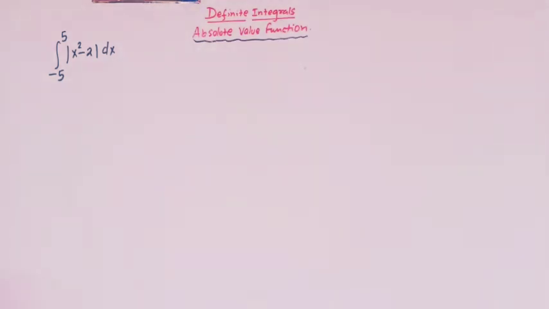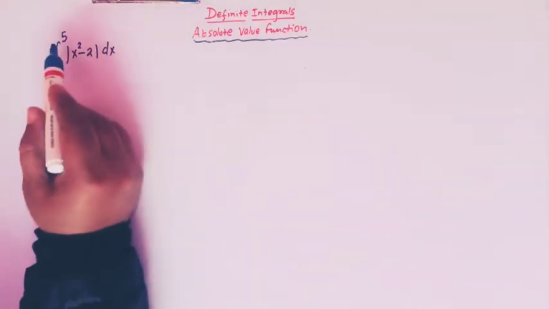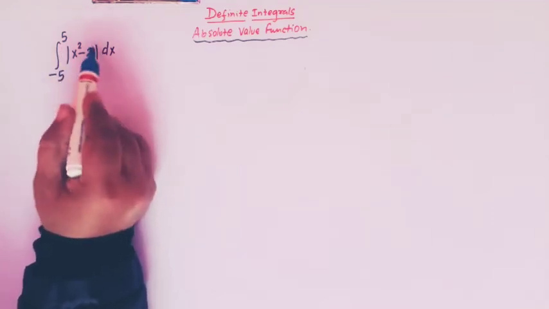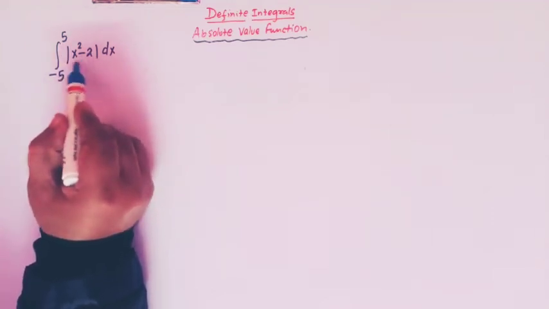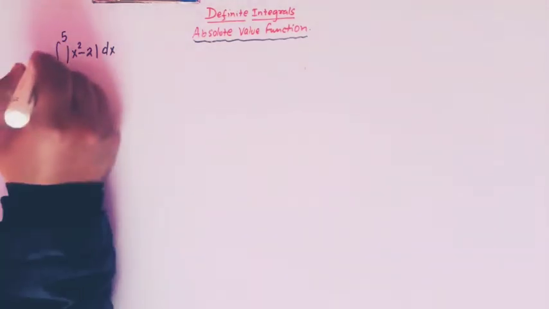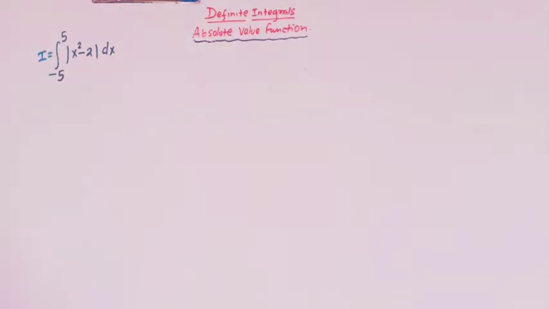Hello viewers, in today's class we are going to discuss one important definite integral involving the absolute value function. So here we are given the problem. We have to integrate the absolute value of x square minus 2 from minus 5 to 5. So let us start and let us call this integral I.